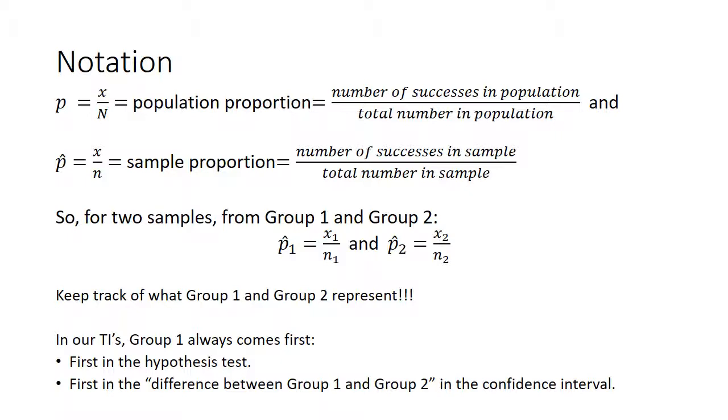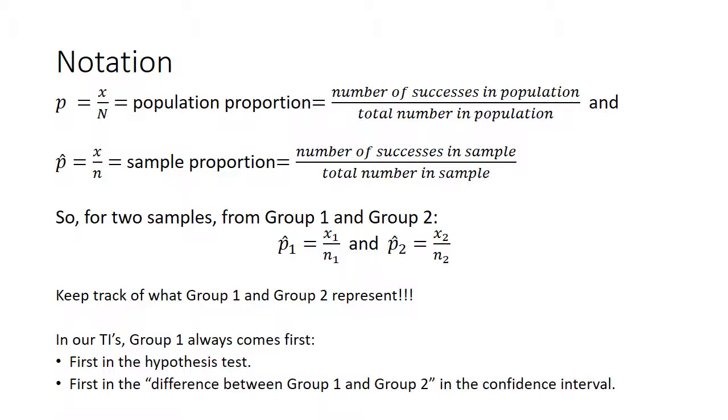So your population proportion is the number of successes in your population divided by your population size. P equals X over uppercase N. P hat is the sample proportion. That's the number of successes in your sample divided by your sample size, X over lowercase n.